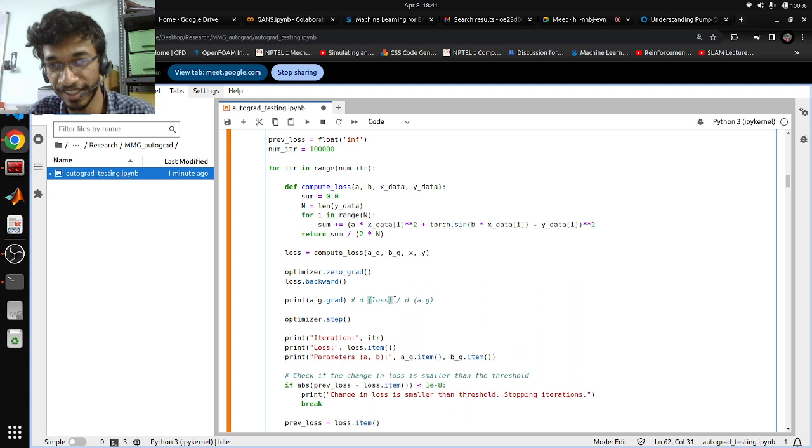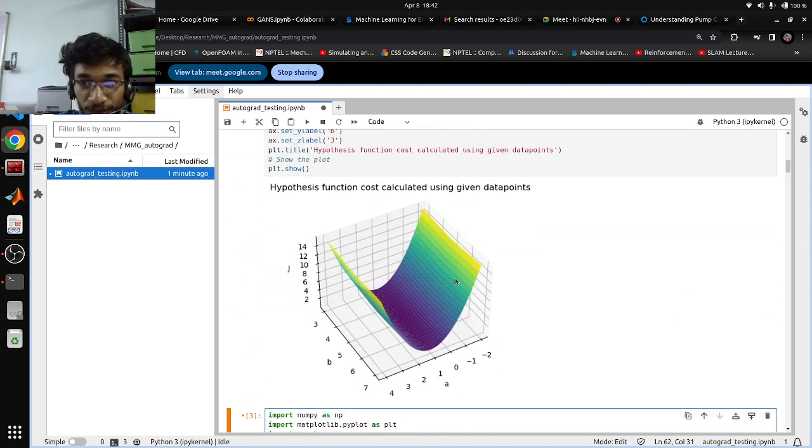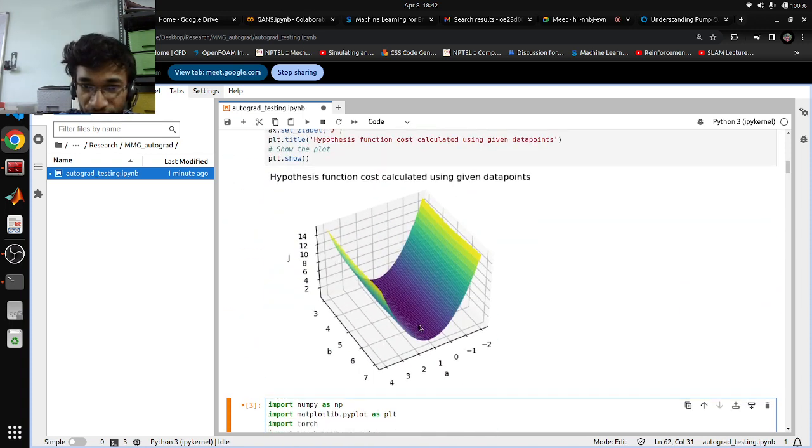Because ag itself is changing, right? As you do gradient descent, you are going closer and closer to the true values of a and b. So you are evaluating the loss function at points closer and closer to the true values, the minima.